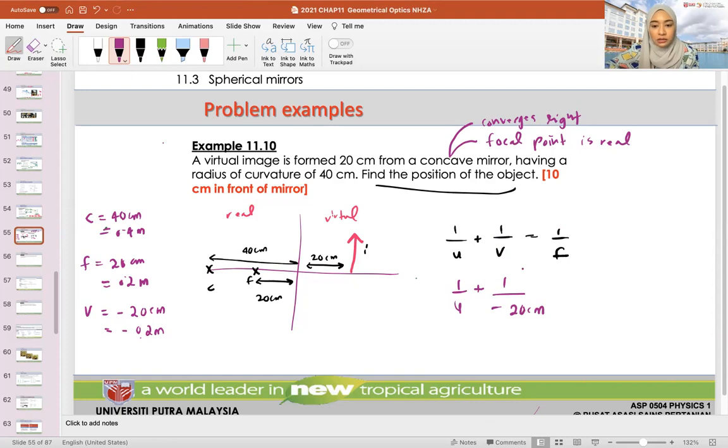So 1 over u plus 1 over minus 20 centimeter. And the focal point should also be in centimeter, so it is 20 centimeter over here. So if I bring this to the other side, 1 over u equals to 1 over 20 plus 1 over 20 centimeter. This becomes 2 over 20 or 1 over 10. And this is 1 over u. Therefore, my u is 10 centimeter.